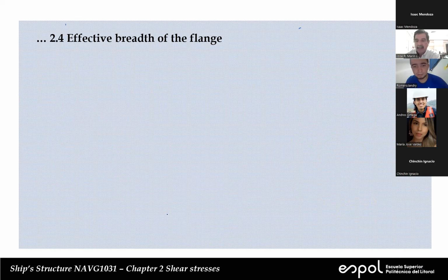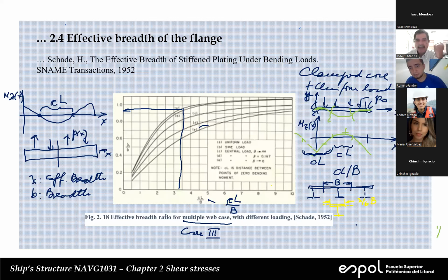Okay, so that's the way we apply Shady's theory. So we have to calculate the distribution of bending moment, then determine the distance between points of zero bending moment, and with that we can enter one of these figures and calculate the effective breadth. Usually the ratio lambda over B is what we call the effectiveness of the plate. Lambda over B. Some people call it effectiveness of the flange.